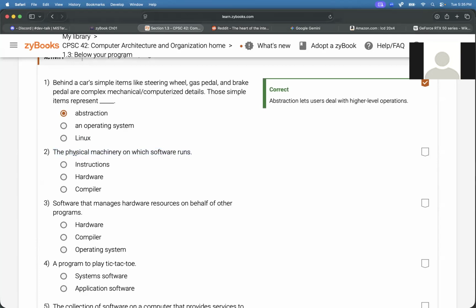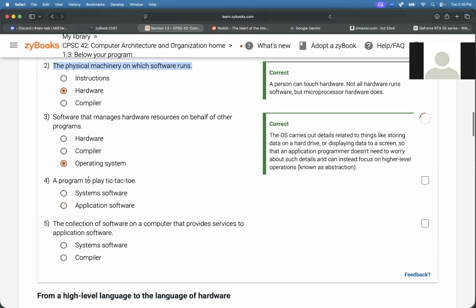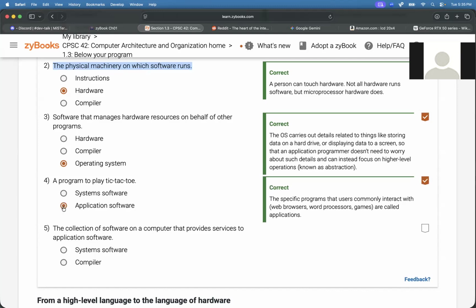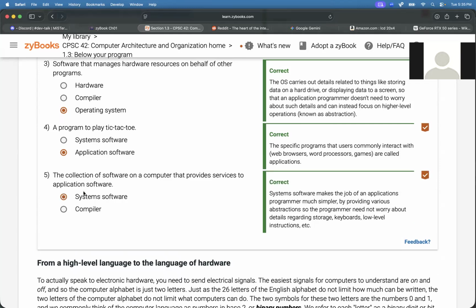All right. The physical machinery that software runs on, of course, that's hardware. Software that manages the hardware resources on behalf of the other programs, that's the operating system. A program to play tic-tac-toe, that'd be an application. And the collection of software on a computer that provides services to application software, I guess that would be the system software. They're kind of saying that it doesn't have to be the operating system, I guess, but here they called it an operating system.